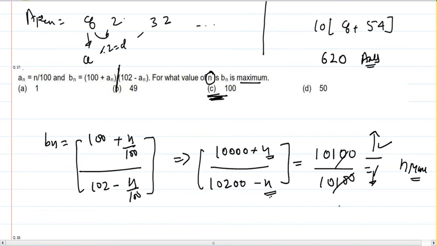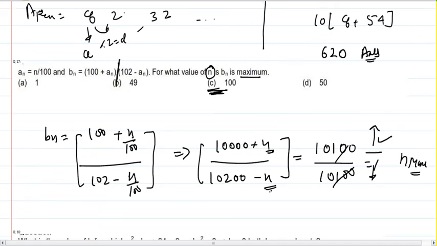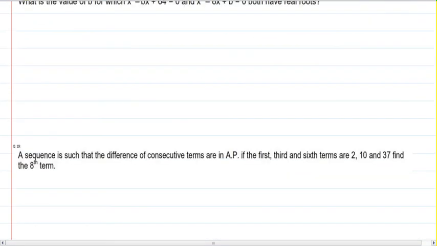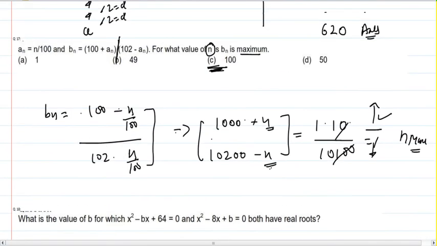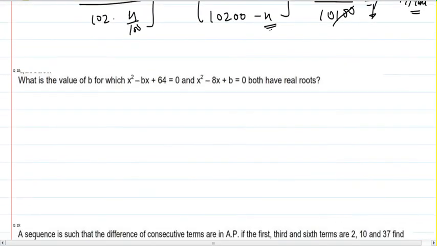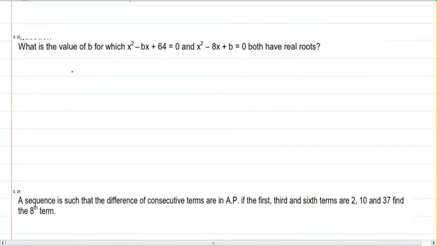Again, notice these are fairly easy problems because you are able to solve these with option replacement. This is not going to be this easy for CAT 17, 18 and onwards. Let us try this problem. What does it say? What is the value of B for which both have real roots? You want value for B for both to have real roots.